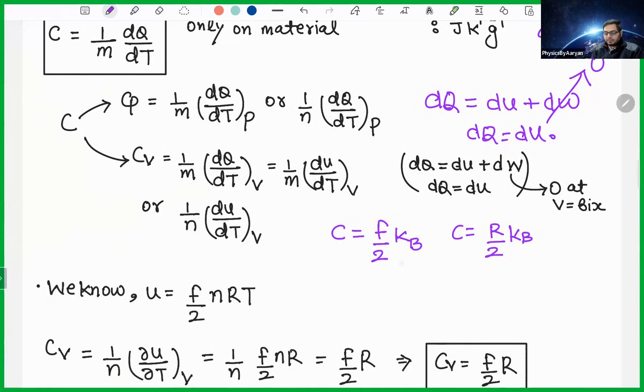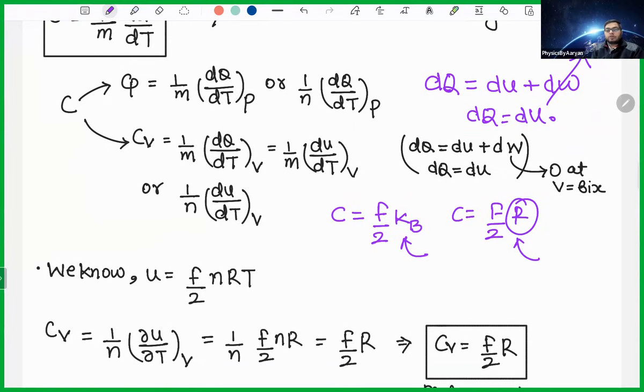So should I be writing my formula in terms of the Boltzmann constant, or should I be writing my formula in terms of the gas constant, R? Should I be writing my formulas in terms of Kb? It all depends, actually both are right. It depends upon which specific heat you are dealing with.